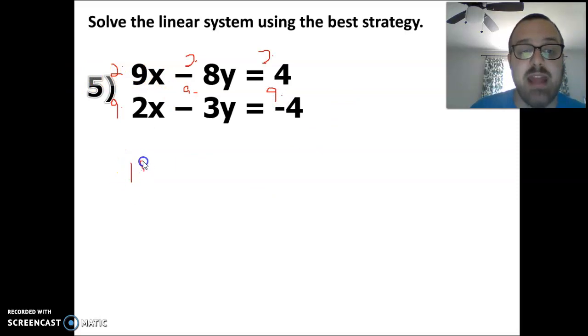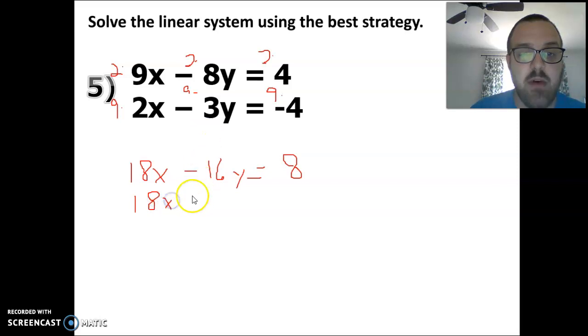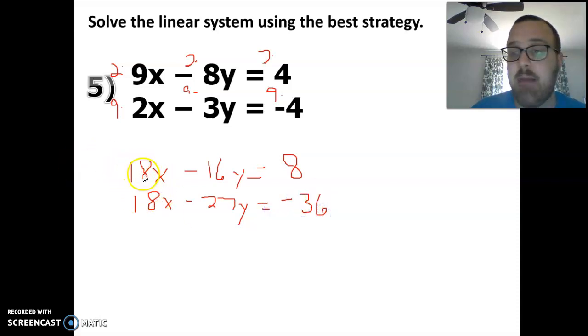2 times 9 is going to be 18x minus 16y equals 8. And then for my bottom equation, 9 times 2 will be 18x. And then we'll have negative 27y. And then negative 36 over here. And now if I look at these, 18 and 18, they now match up. They are not opposites of each other. They are the same sign, so I'm going to subtract so that I can make 0. When I subtract, these will cancel. Negative 16 and 27 will become 11y. And then 8 and 36 will be 44. And I could go on and solve this from there.